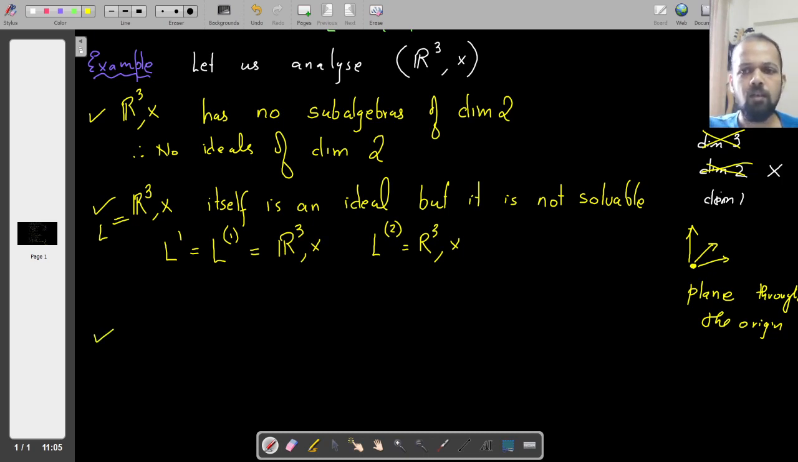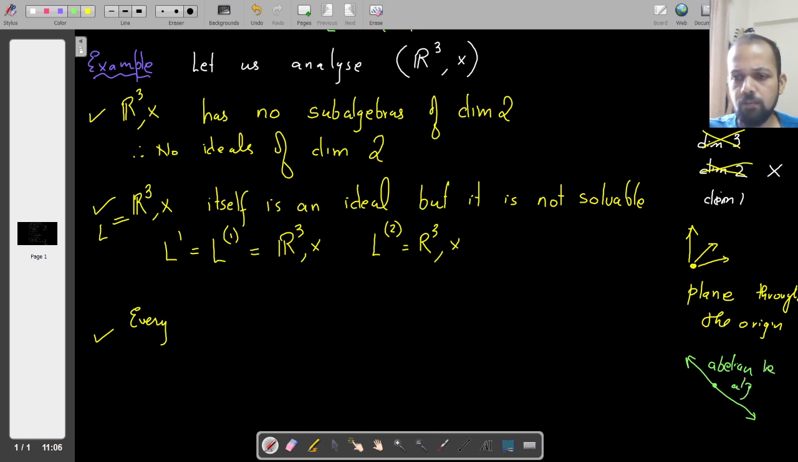And what about dimension 1? Now yes, there are ideals of dimension 1. In fact, every line through the origin is an ideal of dimension 1. That's easy to see. I think I have explained it before. If you take a line through the origin, then yes, if you take two vectors here, their cross product is 0. So in fact, these one-dimensional ones are what we call abelian. It's an abelian Lie algebra.